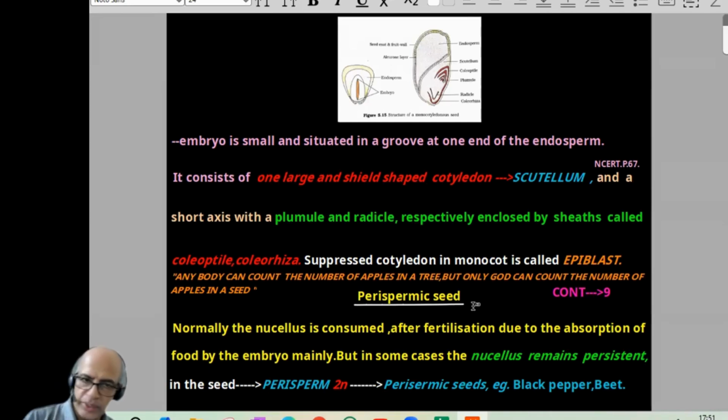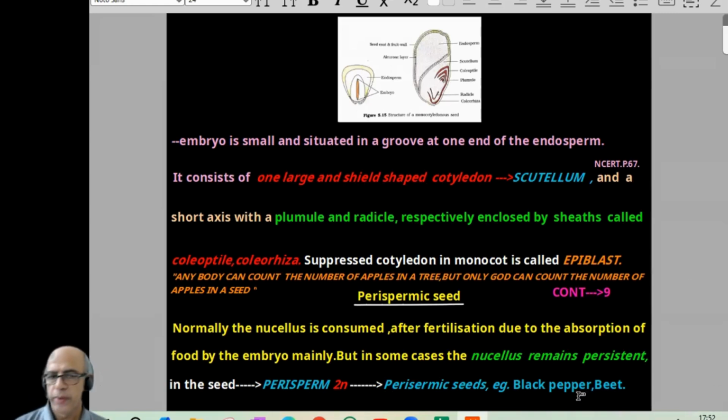Normally, the nucellus is consumed after fertilization due to absorption of food. Endosperm is also a nutritive tissue, and the embryo will be utilizing it. But in some cases, the nucellus remains persistent in the seed, and such seeds are called perispermic seeds. Perisperm is the remnant of nucellus. Perisperm is diploid, while the original nutritive tissue, endosperm, is triploid. If perisperm remains even after consumption, it is called a perispermic seed, as in black pepper and beet. Famous question, famous example.